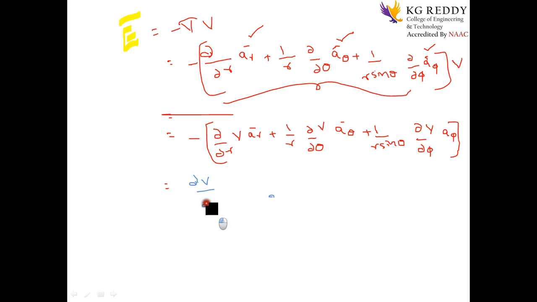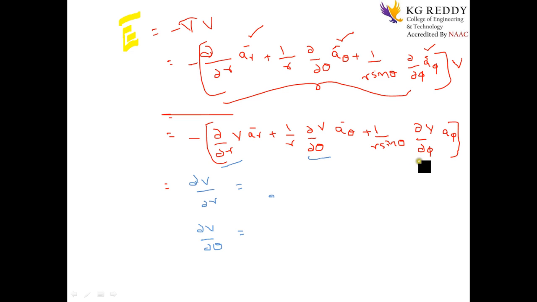First of all, I am taking dou V by dou r. If I find dou V by dou r, then you can get this equation. In the same way, I will find dou V by dou theta. If you find this, then you can get this equation.